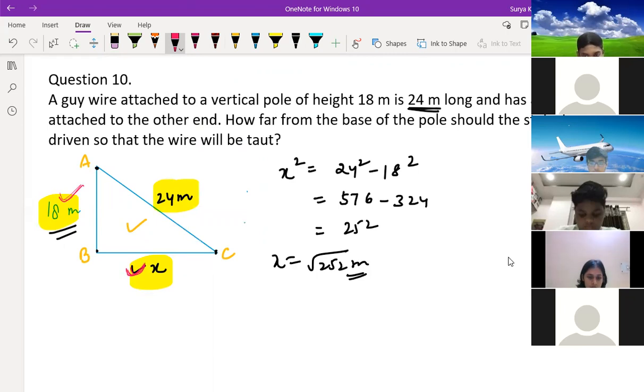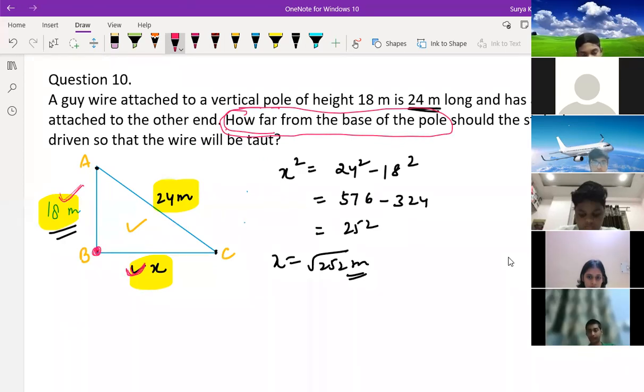Attach a vertical pole. What you should find here is what they're asking to find. How far from the base of the pole? Base of the pole is this one, right? How far from the base of the pole should the stake be driven so the wire will be taut? Where you tighten the wire. So this length they are asking here. Understood, Drishi? Yes, sir. So this you have to find.